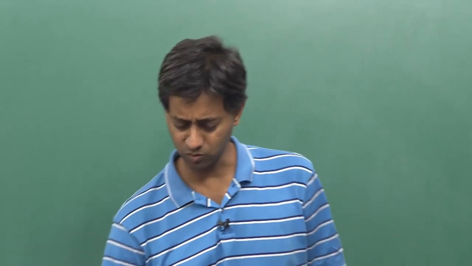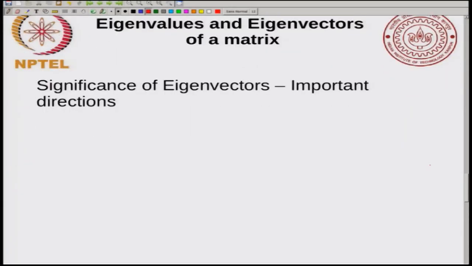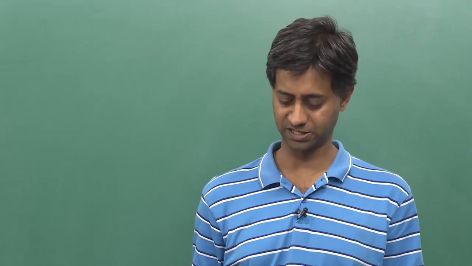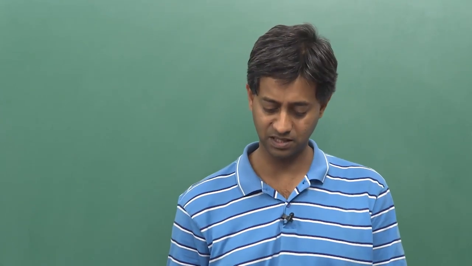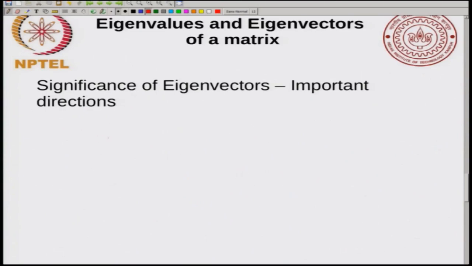Now I'll mention one thing before we take an example. What is the significance of eigenvectors? You can think of eigenvectors as important directions. Suppose I have a vector like this, which I am just showing as an arrow. When I operate on it with this matrix A, I might get some other vector that in general will point in some other direction. It might have a different length also, so I will show it expanded, it might look like this.